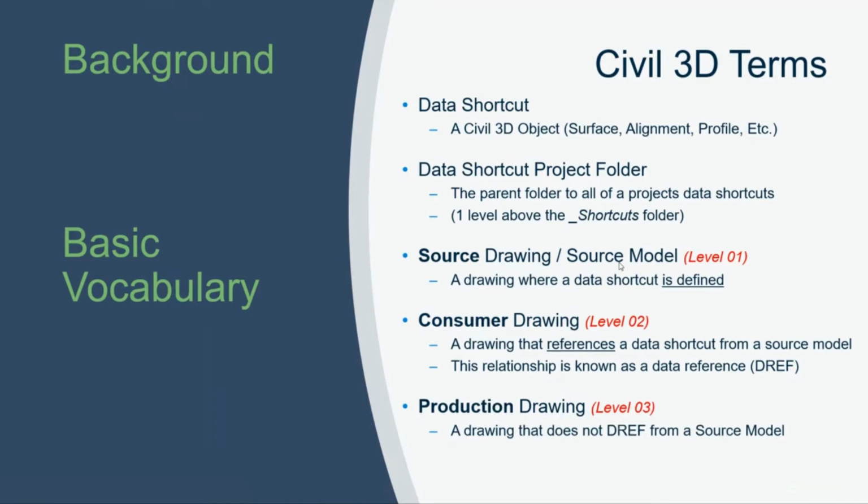Level 3 drawings are the production drawings. So typically the way that this stuff all comes together is that a source drawing will share a data shortcut through its project folder. A consumer drawing will reference that data shortcut, and a production drawing is kind of the thing that points back at the level 2 drawing and shows in a way that's scalable and maybe a title block and a border wrapped around it. That's how it all comes together.